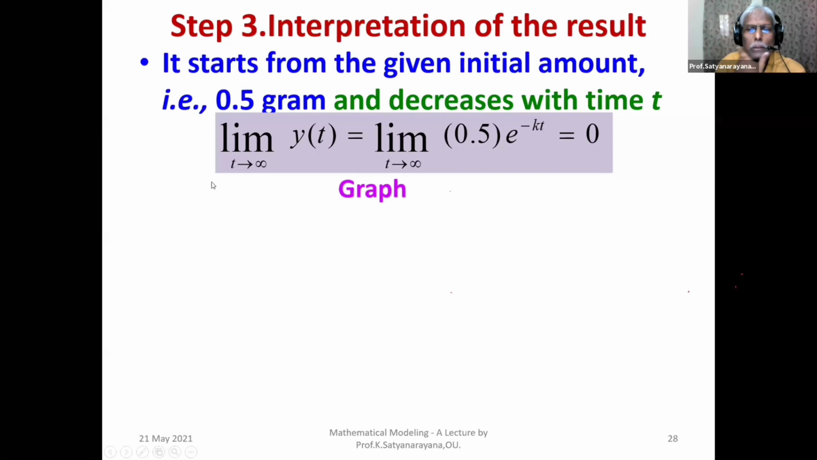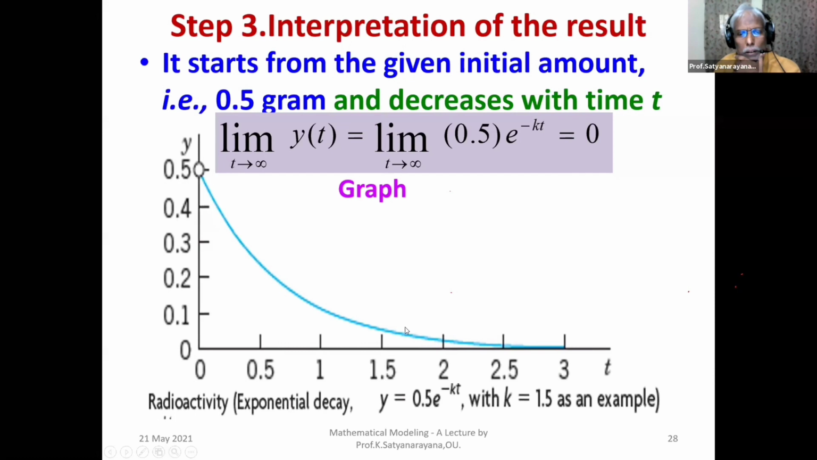So let's look at the graph. This is the exponential decay. It is an exponential decay of radioactivity for k is equal to 1.5. And this is from your book, Irwin, that engineering mathematics book, this one. So this is about the decay.